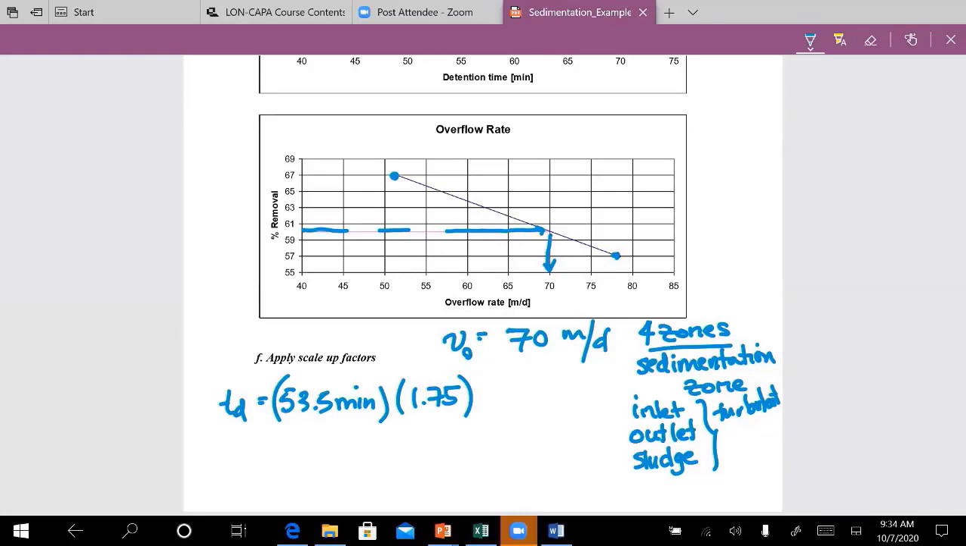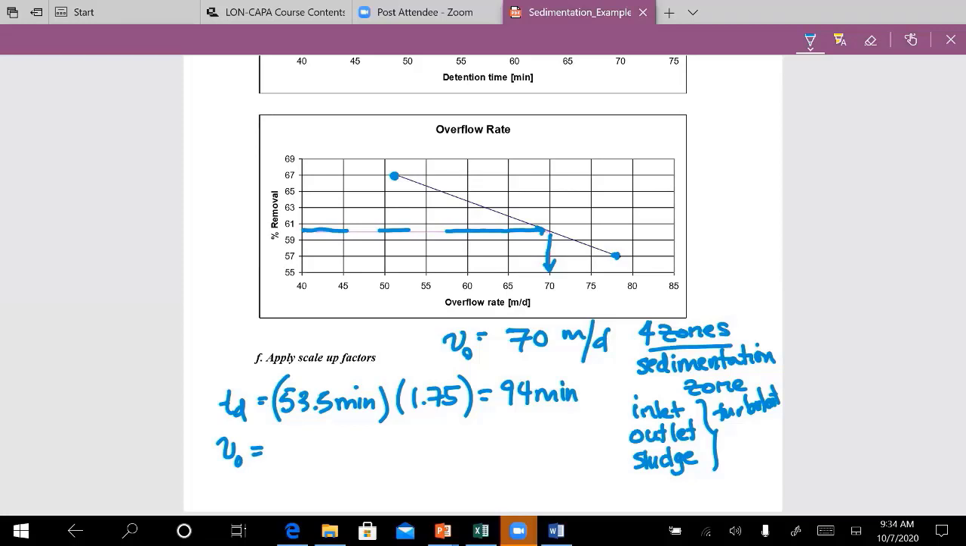So we're increasing it by about 75%, and that would give us a detention time of 94 minutes, or about an hour and a half. And that is typical. Sedimentation basins, anywhere from an hour and a half detention up to 4 hours of detention. So the water is residing in that basin for a significant amount of time.